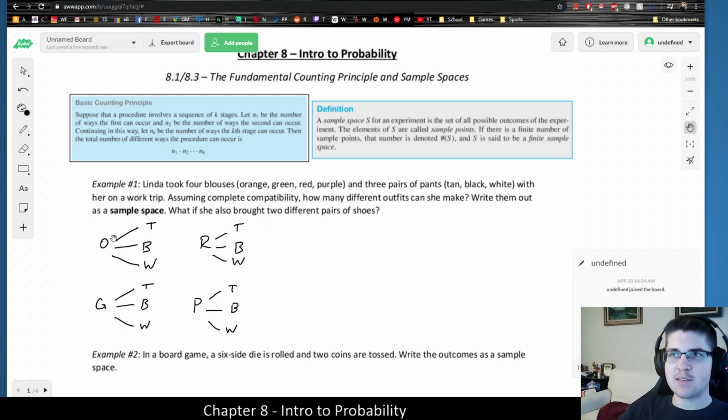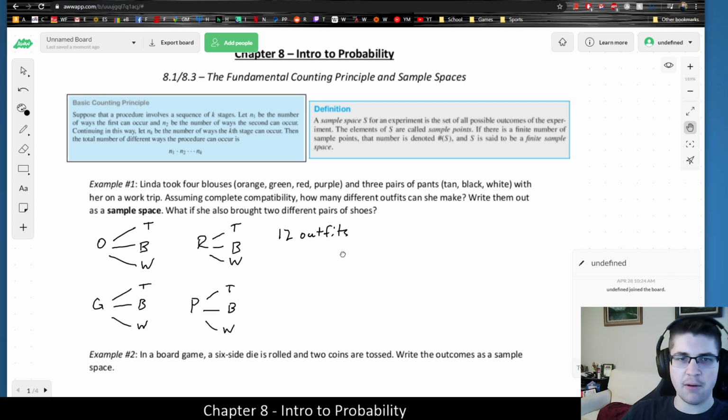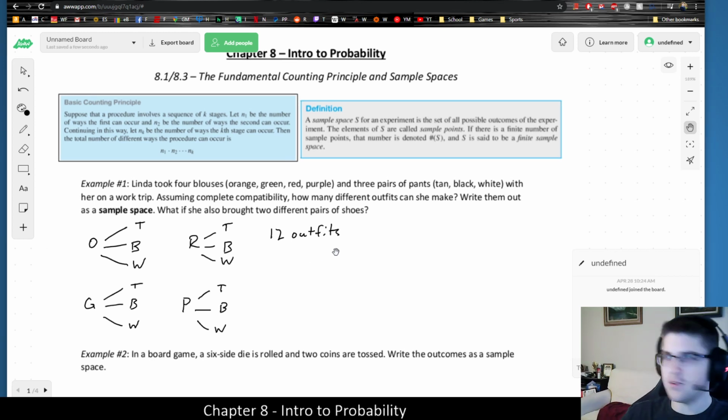We could view this as counting the number of lines that I drew, which represents the number of unique outfits. So 1, 2, 3, 4, 5, 6, 7, 8, 9, 10, 11, 12. And our answer to the original question is, she could make 12 outfits on her trip, and be able to dress differently without needing to use unique things every single time.